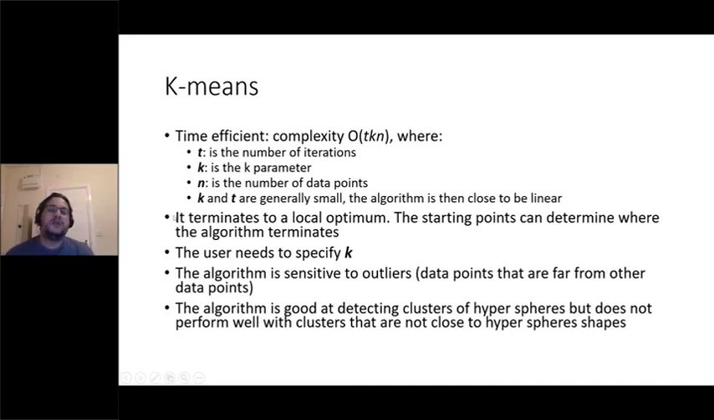The problem as well is that it terminates at a local optimum. Can you explain to me what this is? Why does it terminate at a local optimum? It doesn't usually find the best clusters. It finds good enough clusters.